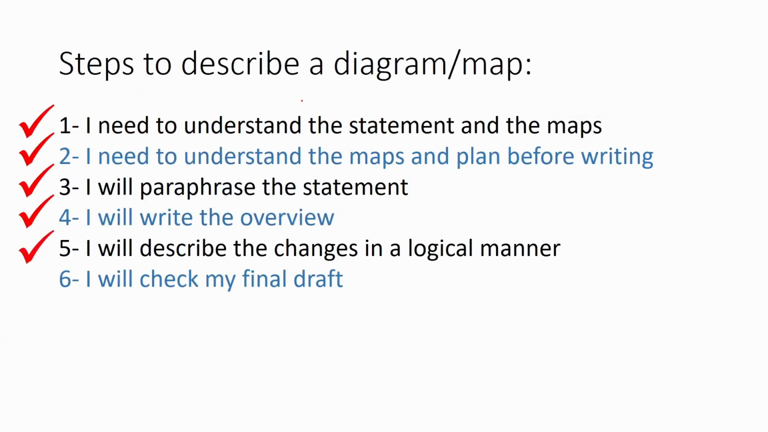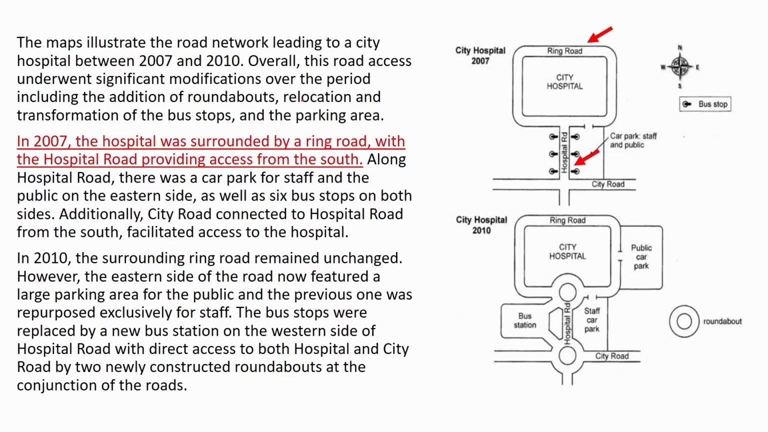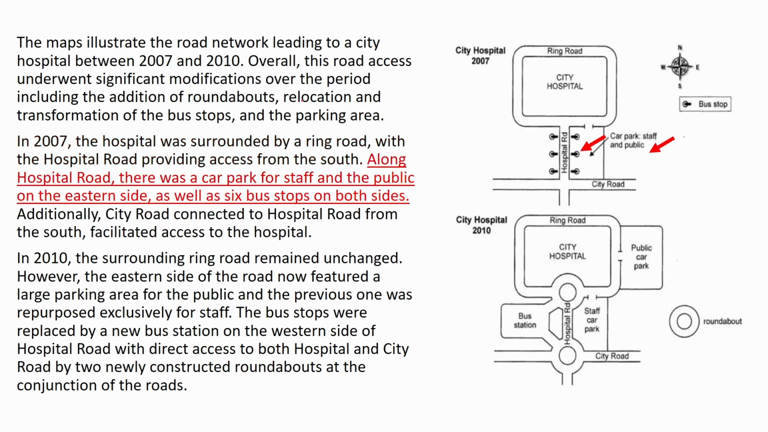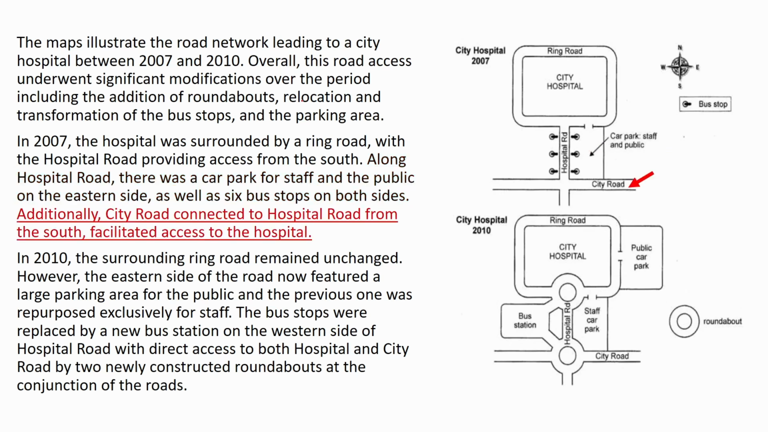Now, step 5, it's time to describe the changes or the details in a logical manner. Now, let's read it together. In 2007, the hospital was surrounded by a ring road, with the hospital road providing access from the south. So I started saying what we have first in 2007, and then the changes in the next paragraph. Along Hospital Road, there was a car park for staff and the public on the eastern side, as well as 6 bus stops on both sides. Additionally, City Road, connected to Hospital Road from the south, facilitated access to the hospital.